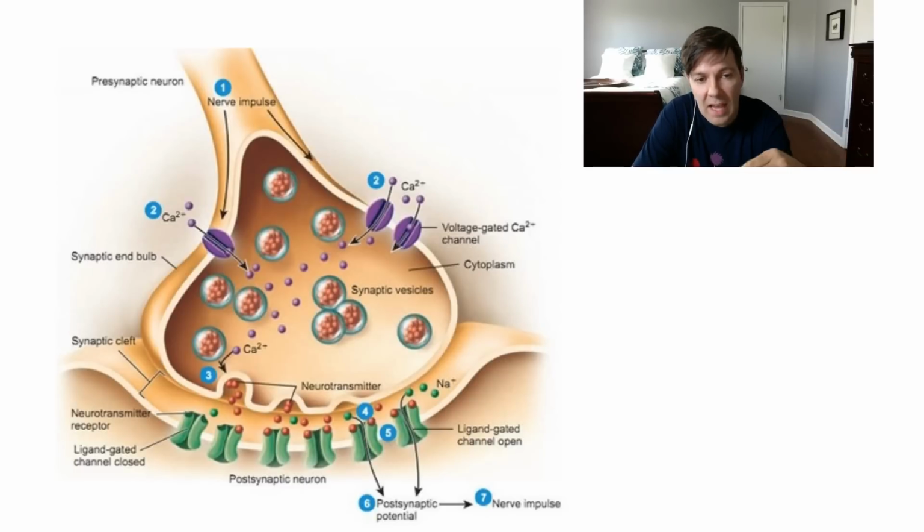And as the action potential reaches those voltage-gated calcium channels, those allow the fusion of these synaptic vesicles. They allow the fusion of these little vesicles containing neurotransmitters with the end of the axon and release of neurotransmitter into the synapse.